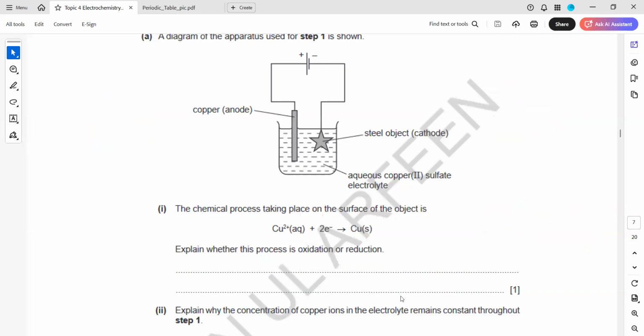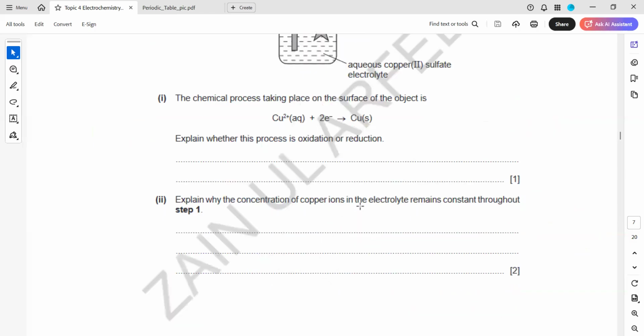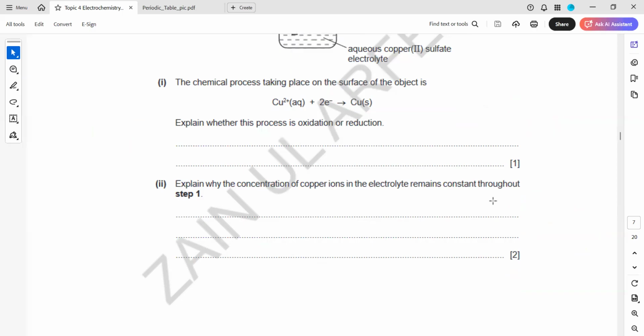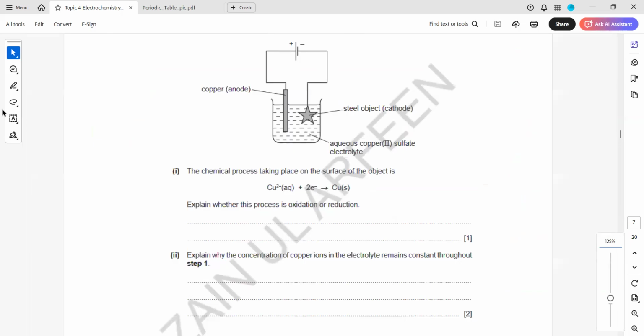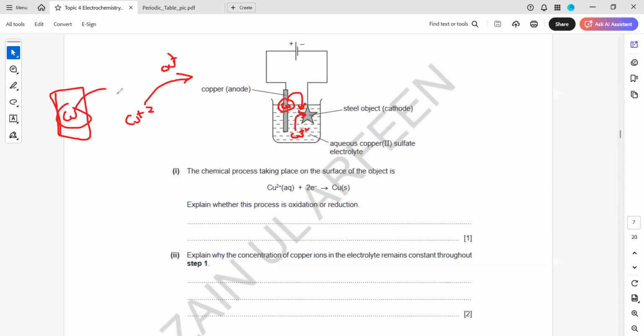The next is: explain why the concentration of the copper ion in the electrolyte remains constant throughout. So you have to write this. The copper ion moves out from the electrolyte and the copper atom from the anode enters the electrolyte, so it remains the same. When one copper ion goes out from the electrolyte, at the same time, one copper atom from the anode enters the electrolyte. That's why the amount, or concentration, of the copper ion remains unchanged.